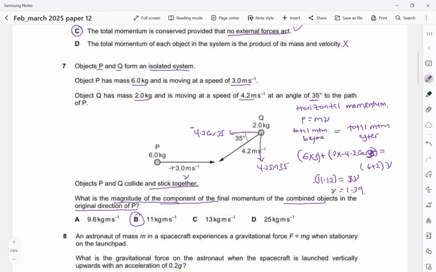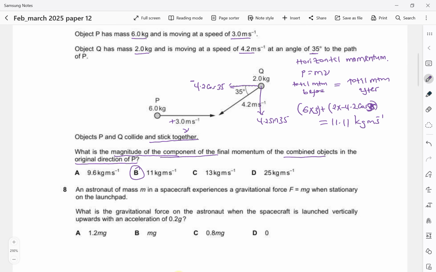Since we want the total momentum when the objects are combined, I may not even find V because it will be a repetition here, so I don't even need this. I just need total momentum before collision, which is 11.11 kilogram meters per second. Okay, so the answer is 11.